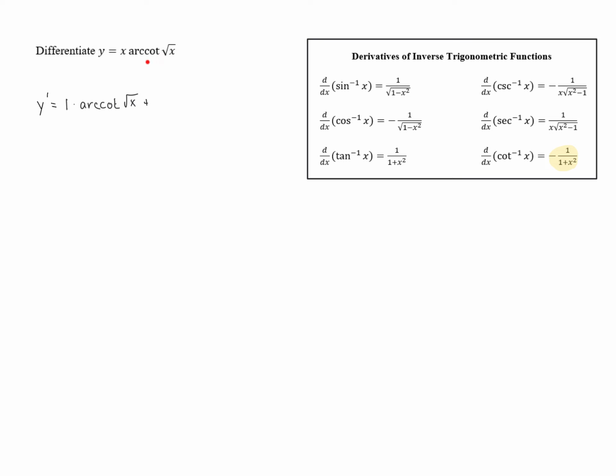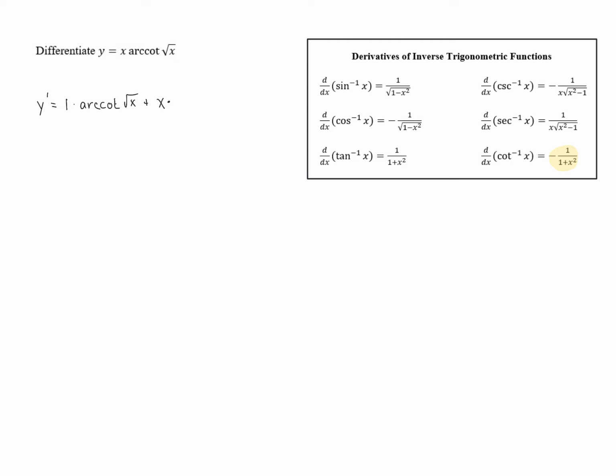So we're going to need to differentiate arc cotangent of the square root of x, and then at the end multiply what we get by x. I'm actually going to put the x out front just so that we don't forget about it. So it's the derivative of the second times the first. The first is here, and then we're going to multiply that by the derivative of the second. And we're going to have to use the chain rule because we have a composition of functions.